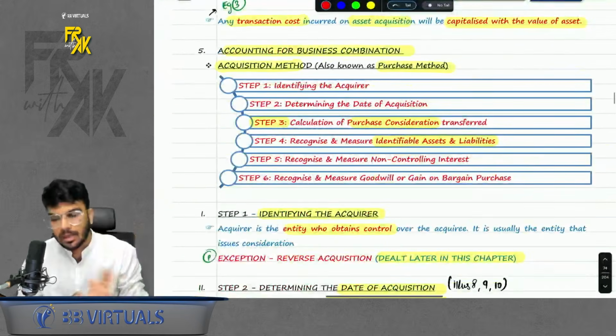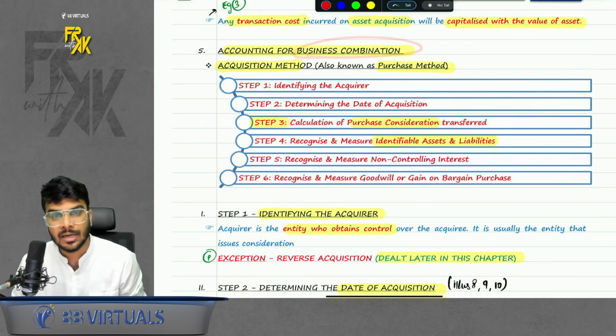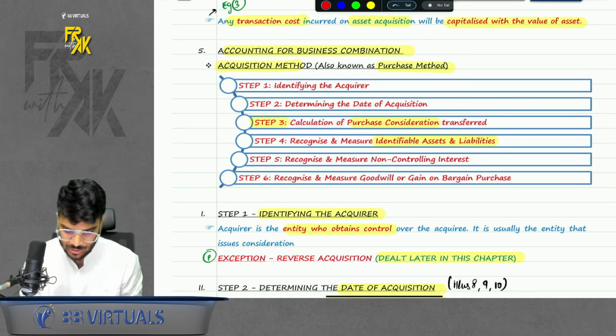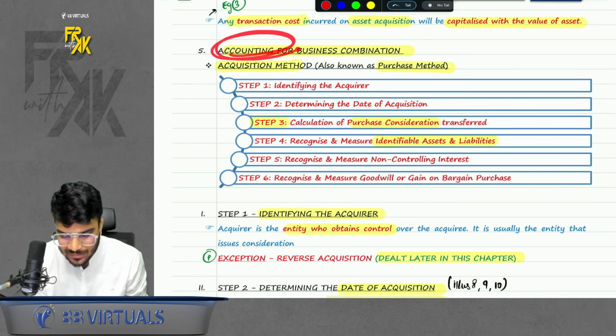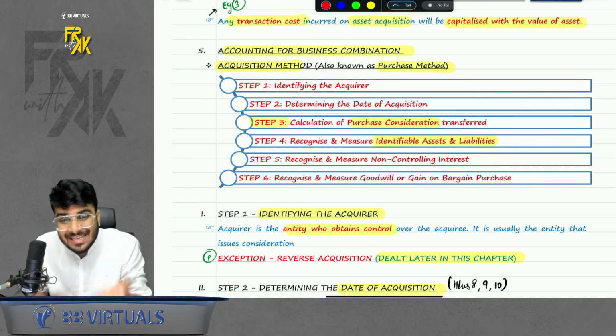Do remember. Now comes the main part of this chapter, that is accounting for business combination. What is the meaning of accounting for business combination? That means whenever you enter into a business combination, how will the purchasing company account for it?